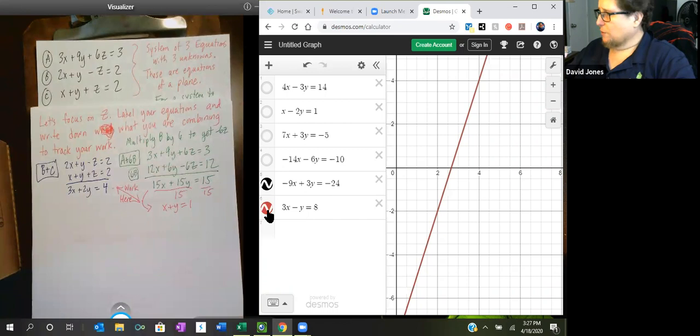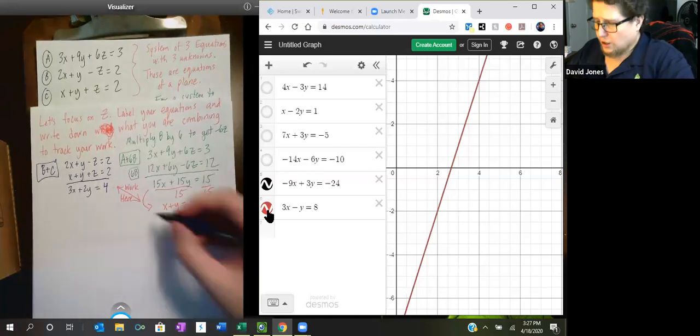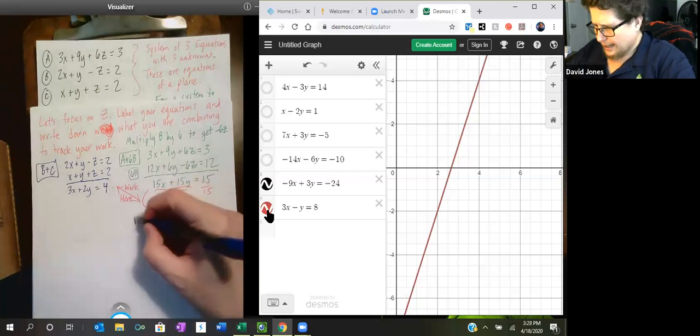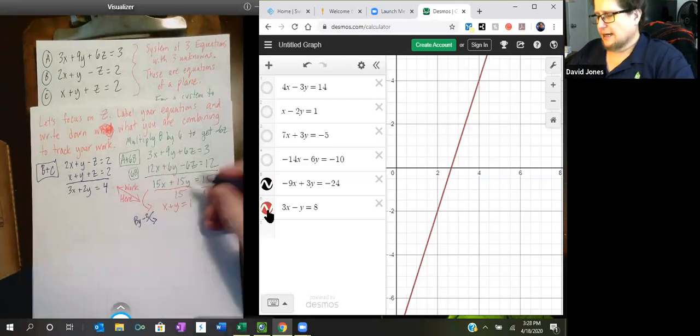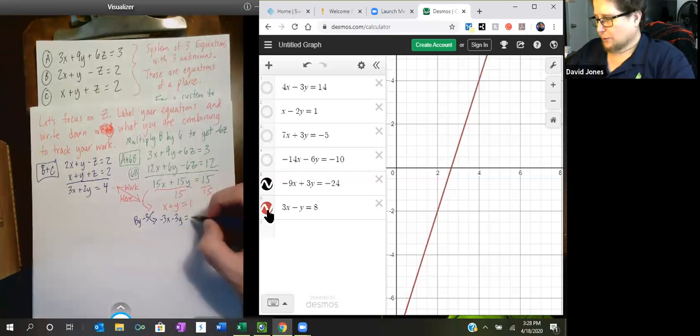Let's get rid of the 2y. Well, no, let's get rid of the x. Why not? In the notes I had before, I got rid of y. Let's get rid of x. So I'm going to multiply by negative 3. And I get negative 3x minus 3y equals negative 3.